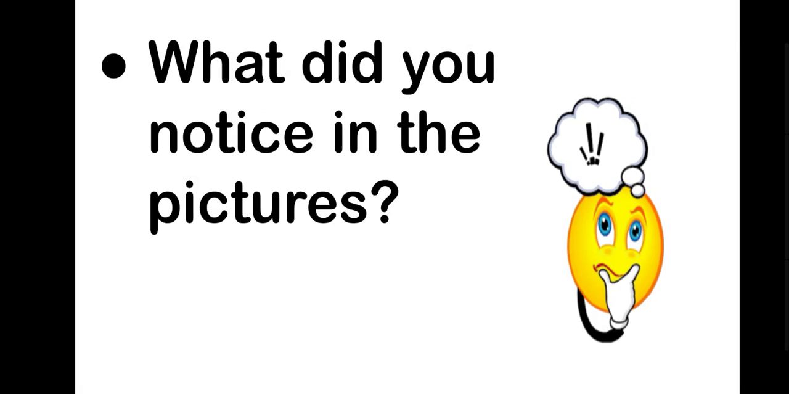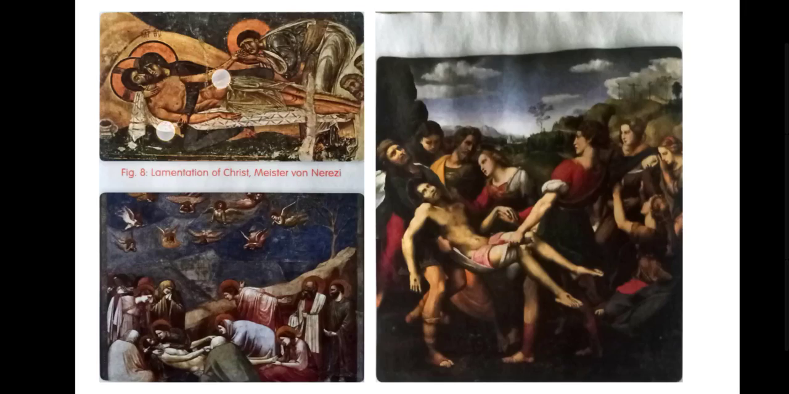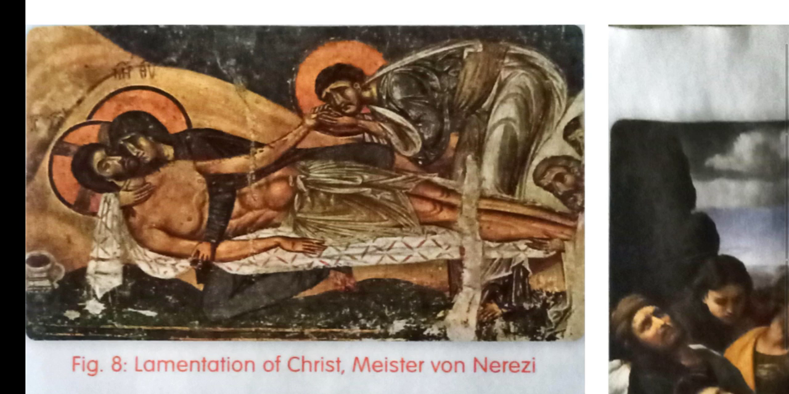I hope you have done it. Now tell me, what did you notice in the pictures? So as you have seen in figure number 8, figure number 8 is an example of Byzantine art. It is flat, the colors are dull, and it shows religious symbolism in the form of halos. The human figures are not realistic either.